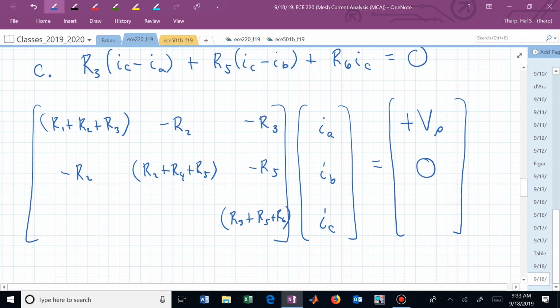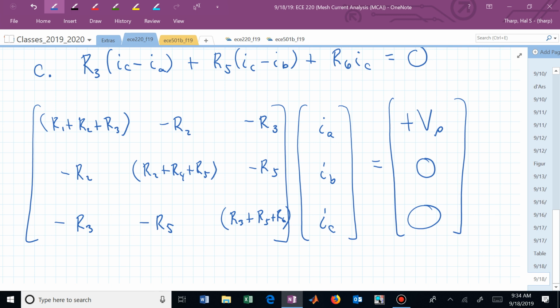Shared between I sub C and I sub A was minus R sub 3, and shared between mesh B and mesh C was R sub 5. It comes in with a negative, and there was no source directly in that mesh helping or hindering the I sub C current, so we have a source of 0 on the right-hand side. This is easy to build when we have no dependent sources.